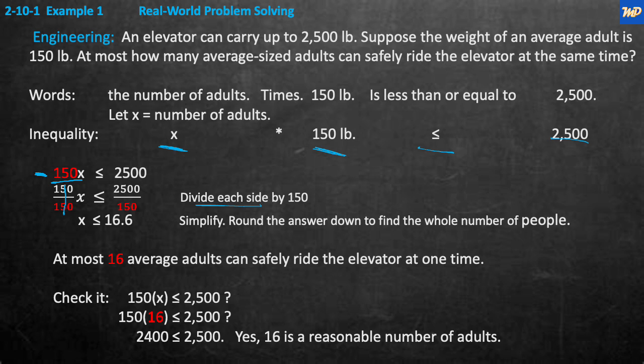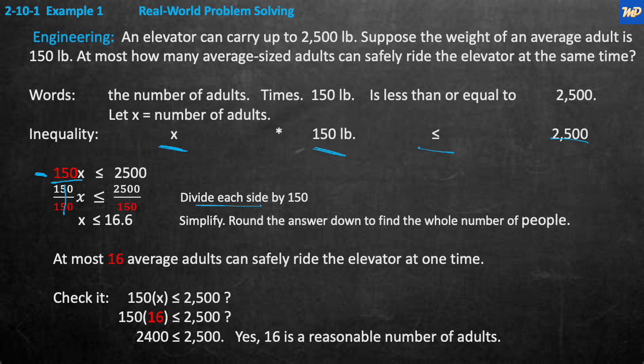We end up with x is less than or equal to 2,500 divided by 150, which is 16.6. Well, we're talking about people, and there are no 0.6 people. So that means we have to round this down. We can't round it up. We can't add more people because the highest this can go is 16.6. 16.7 would overweigh the elevator. So we have to round down to the whole number of people.